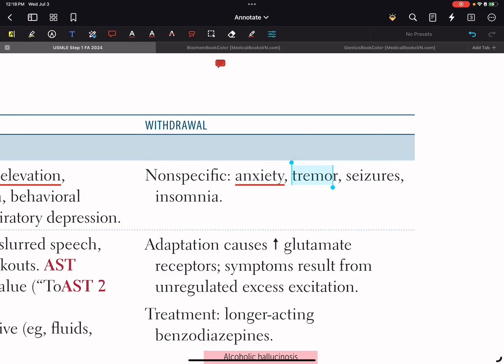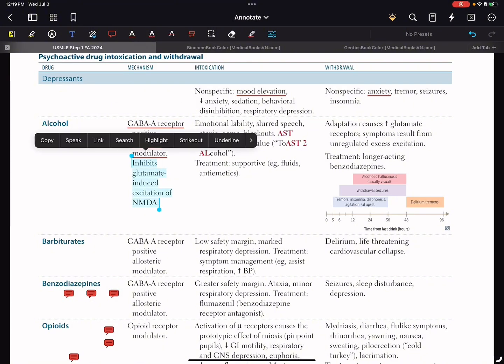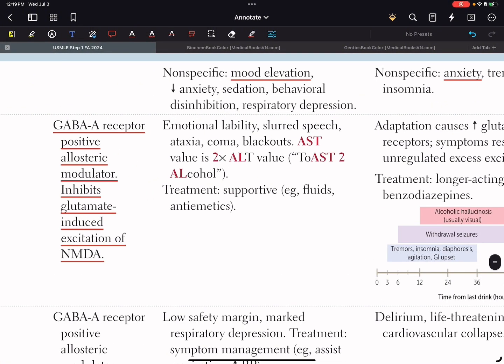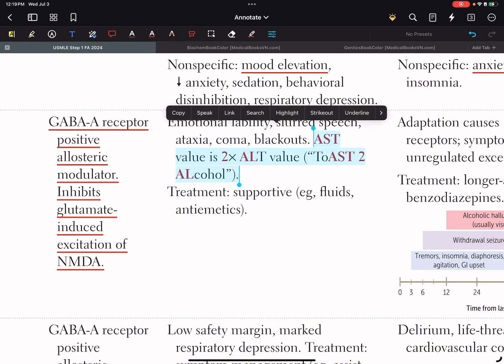Seizures and insomnia. Okay, alcohol: the mechanism is a GABA-A receptor positive allosteric modulator that inhibits glutamate-induced excitation of NMDA. Intoxication causes emotional lability, slurred speech, ataxia, coma, and blackouts. The AST value is 2 times the ALT value. Treatment is supportive: fluids and antiemetics.